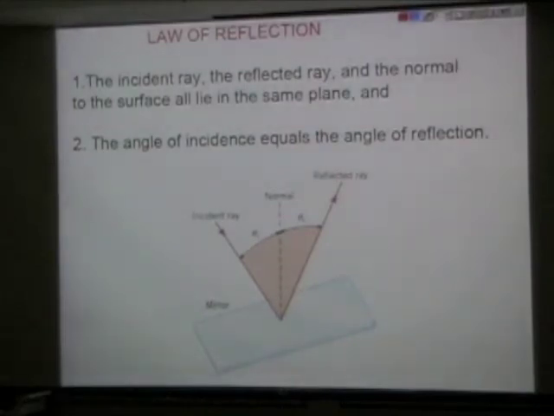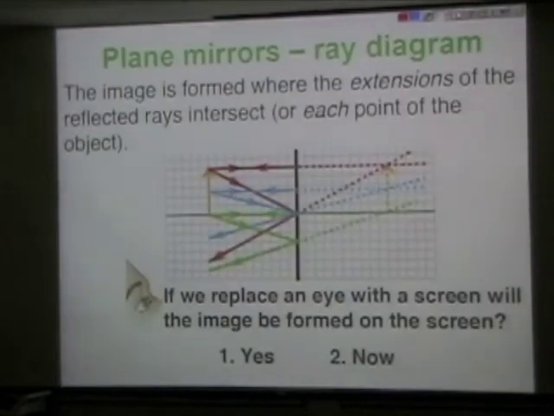So the law of reflection has two parts. Well, the second part gives us a way to calculate things. For example, we can calculate the location of the image and the size of the image.